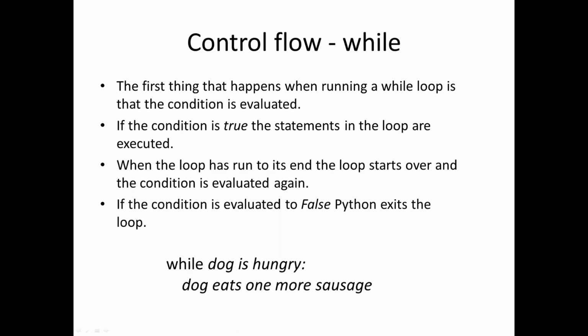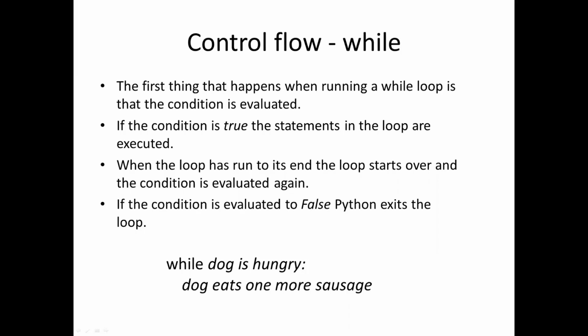The first thing that happens when running a while loop is to evaluate the condition. If the condition is true, the statements inside the loop are executed. When the loop has reached the end, it goes back to the start and evaluates the condition again. If the condition is true, the statements inside the loop are executed again. This is repeated until the condition is false. Then Python leaves the while loop and continues with the code after the loop.